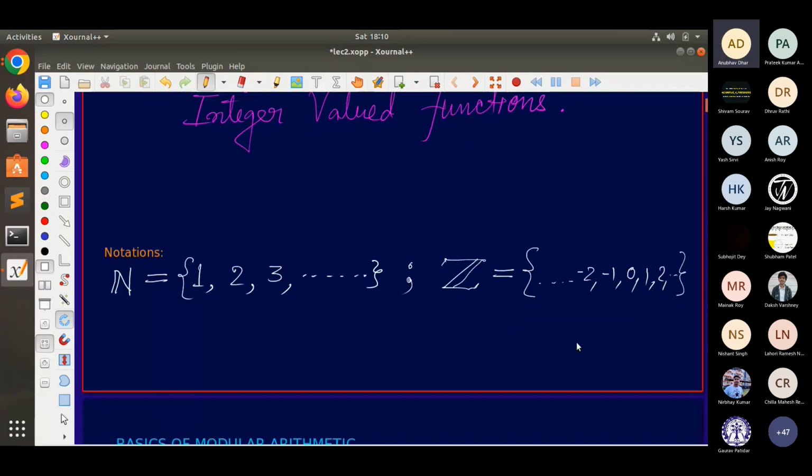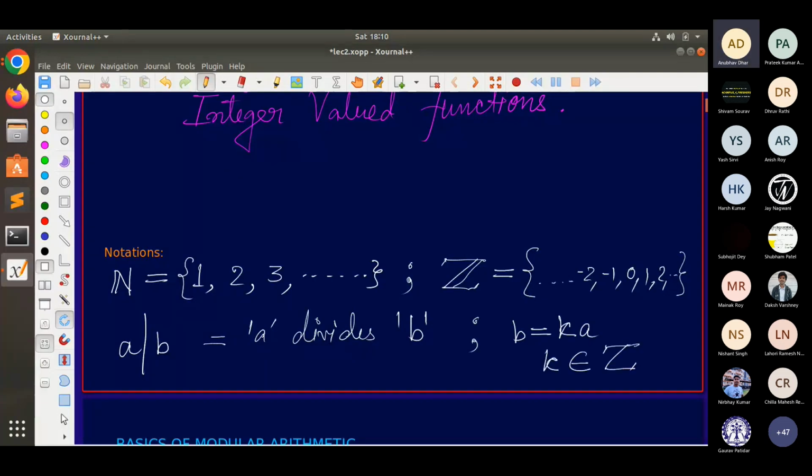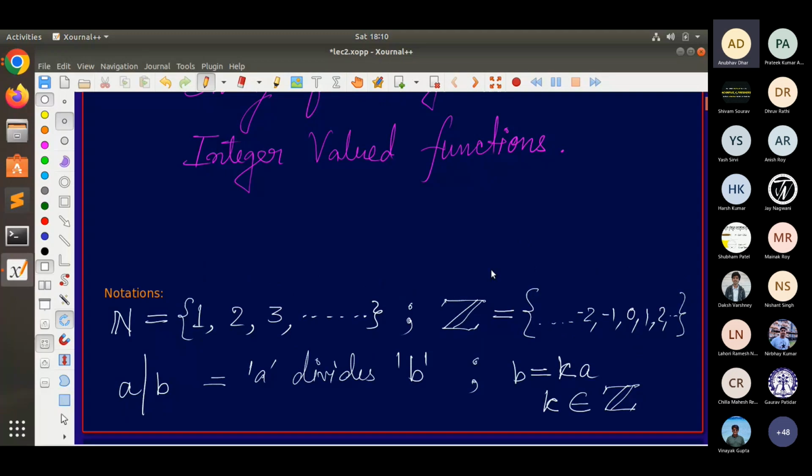And there are some other notations that I would like to define. Does anyone know what this notation means? Let's say A, vertical bar, B. A divides B. That is, B can be written as a multiple of A, where K is an integer. Okay. So any doubts in this portion? I mean, these are just definitions, but still.